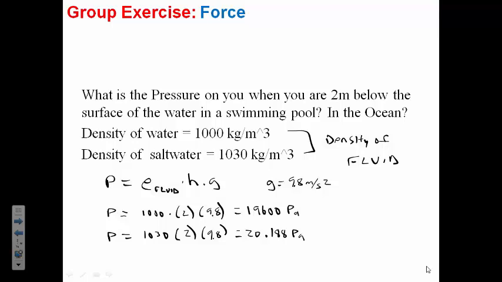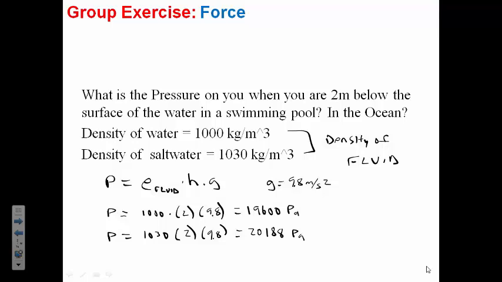So this is just a simple example of looking at pressures in fluids related to the depth. And of course, as you go further into the water, the pressure will increase with the depth.